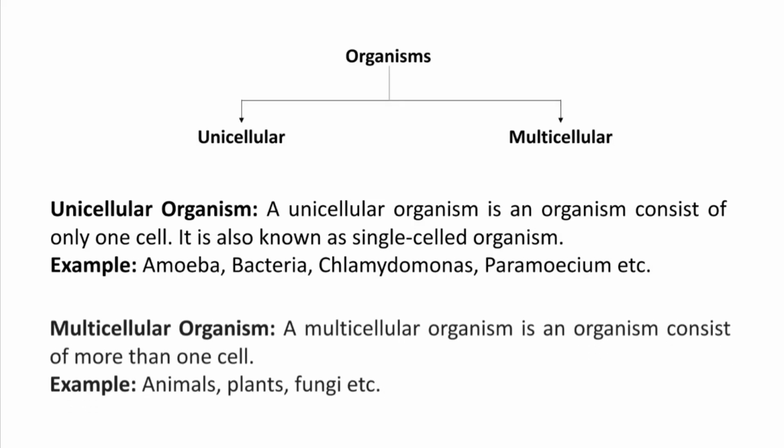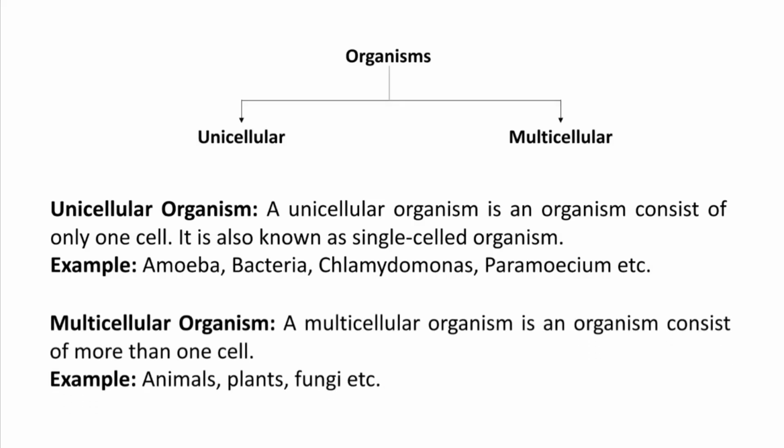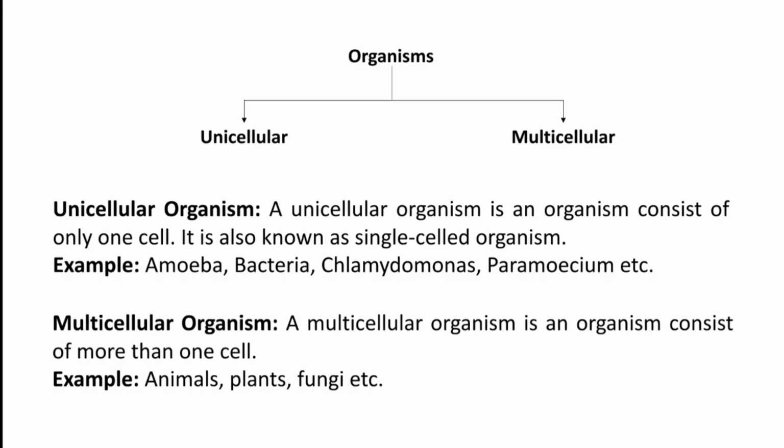Then, what is a multicellular organism? A multicellular organism is an organism that consists of more than one cell. And examples of multicellular organisms are animals, plants, fungi, etc.